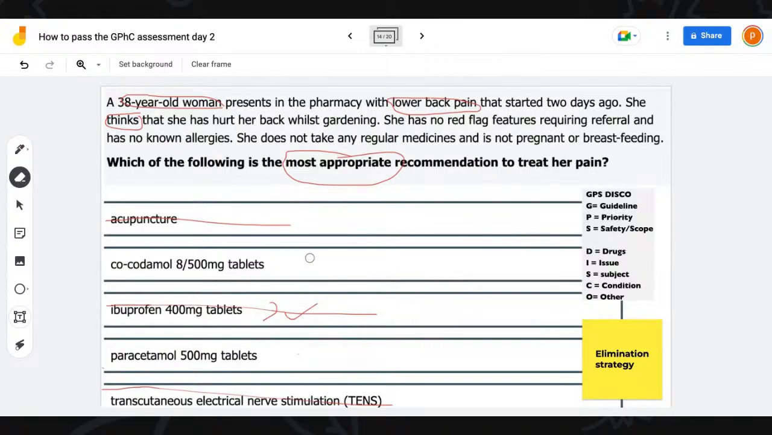So the second option, if this patient was asthmatic, is the answer you want to go for. Simply because, according to your guidelines, paracetamol is just too weak for lower back pain. In practice, if you gave this patient paracetamol, you are compromising their safety in a way, because you're giving them something that is not even going to help with the pain. You're being safe, but that's not going to do anything. So the option then will be your co-codamol.